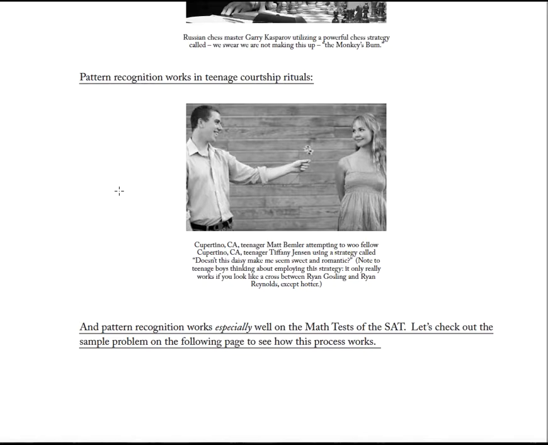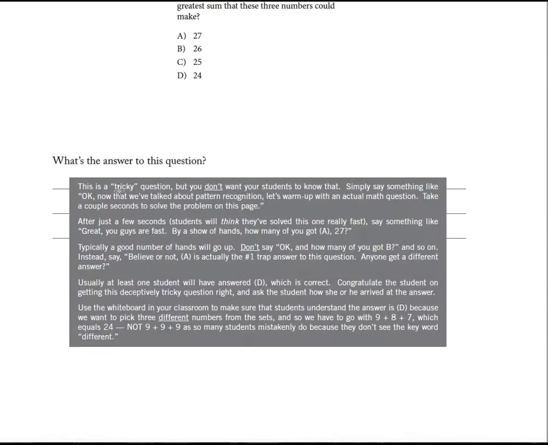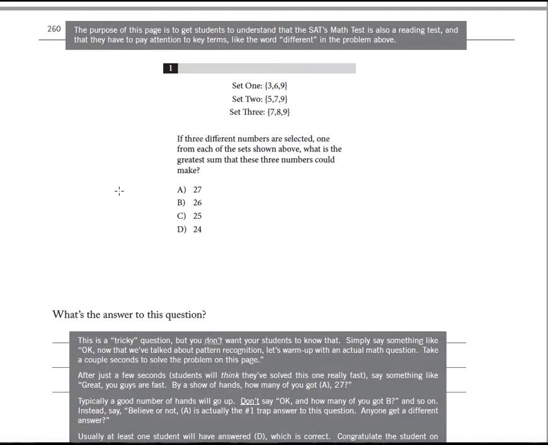So all of us as humans are really hardwired to start detecting what works and what doesn't work. And again, what we're going to be focusing on are proven strategies that we know work for the problems on the SAT's math test.